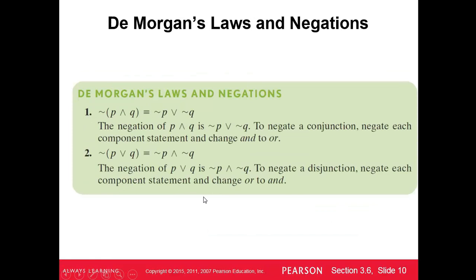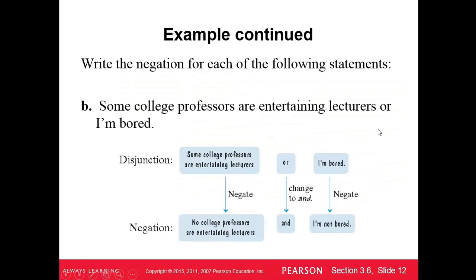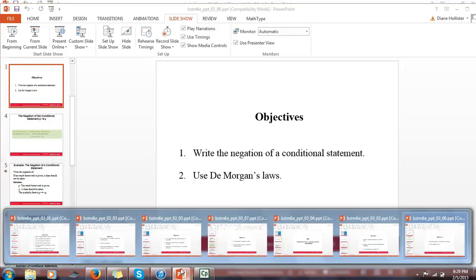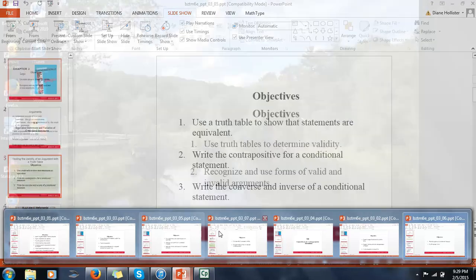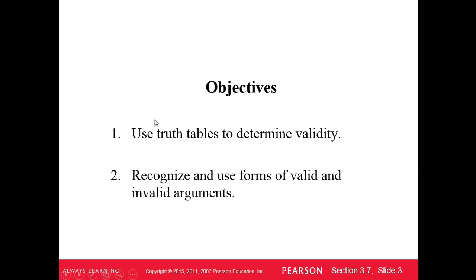And here is written out a little bit further, kind of fleshing it out for you if you're going to be writing statements with that. For example, it says, write the negation for the following: all students do laundry on the weekend and I do not. Some college professors are entertaining lecturers, or I'm bored. Negation, of course, we know: no college professors are entertaining lecturers. Remember that from section 1. You're going from an existential to a universal quantifier. You switch the or to an and, and you negate the I'm bored to I'm not bored. Again, allow yourself some processing time as you think through these statements, because it's very easy to get distracted and lost along the way.